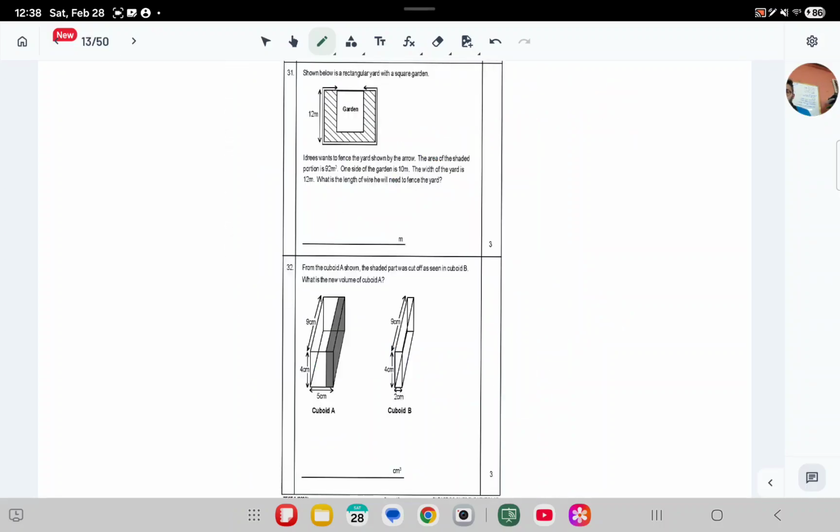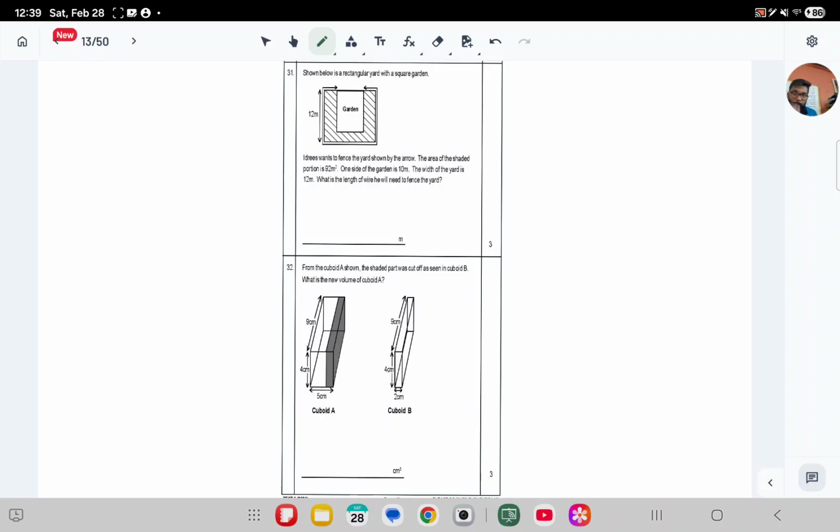Moving on now to number 31. Shown below is a rectangular yard with a square garden. Idris wants to fence the yard shown by the arrow. The area of the shaded portion is 92 meters squared. One side of the garden is 10 meters. The width of the yard is 12 meters. What is the length of wire he will need to fence the yard?